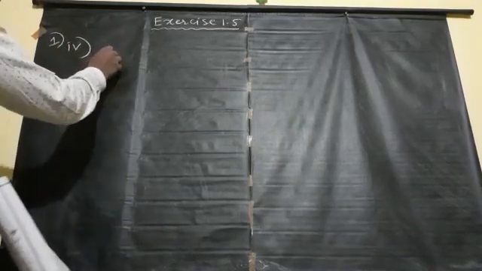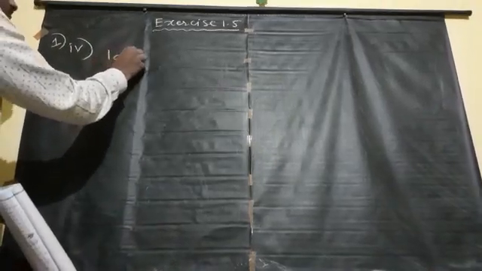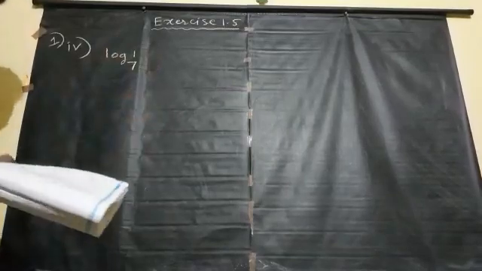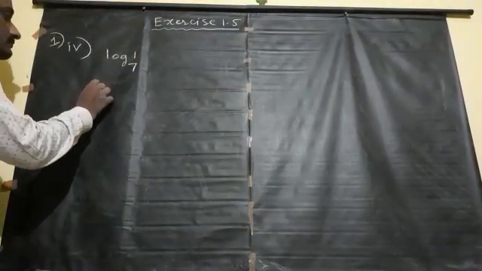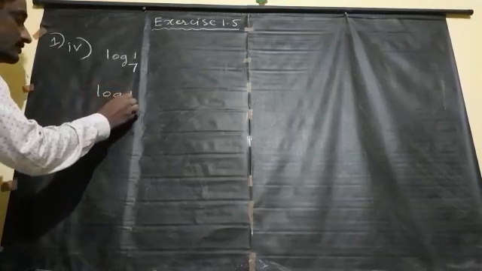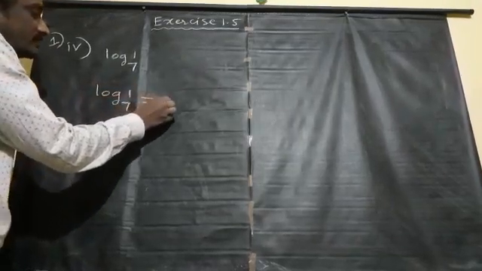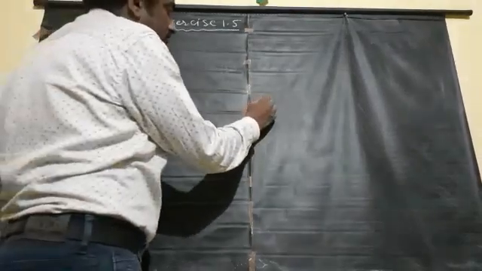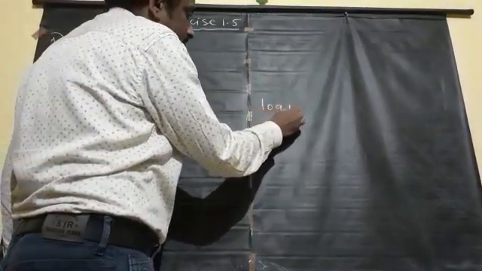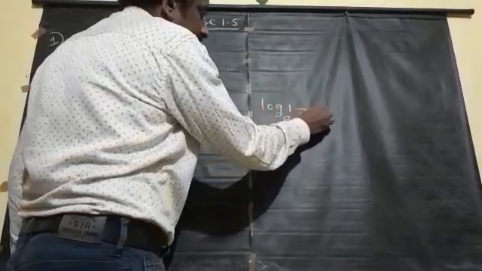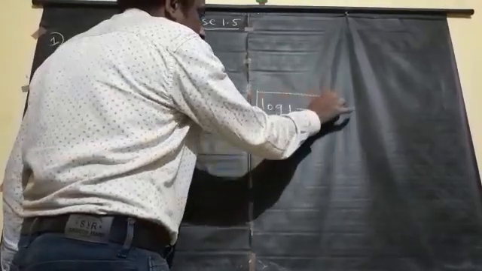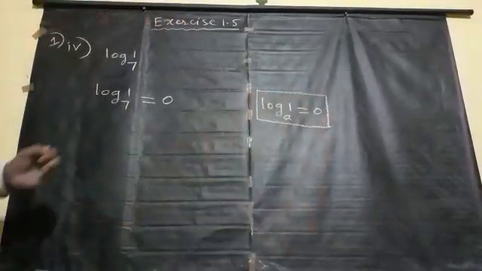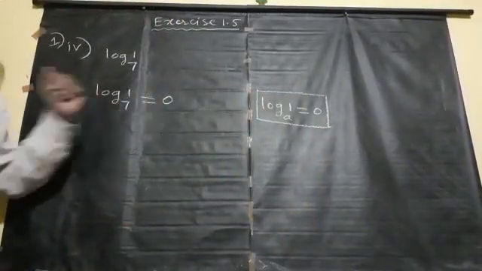Log 1 base 7. Log 1 base 7 is equal to 0. We know the formula: log 1 base a is equal to 0. Therefore, log 1 base 7 is equal to 0.